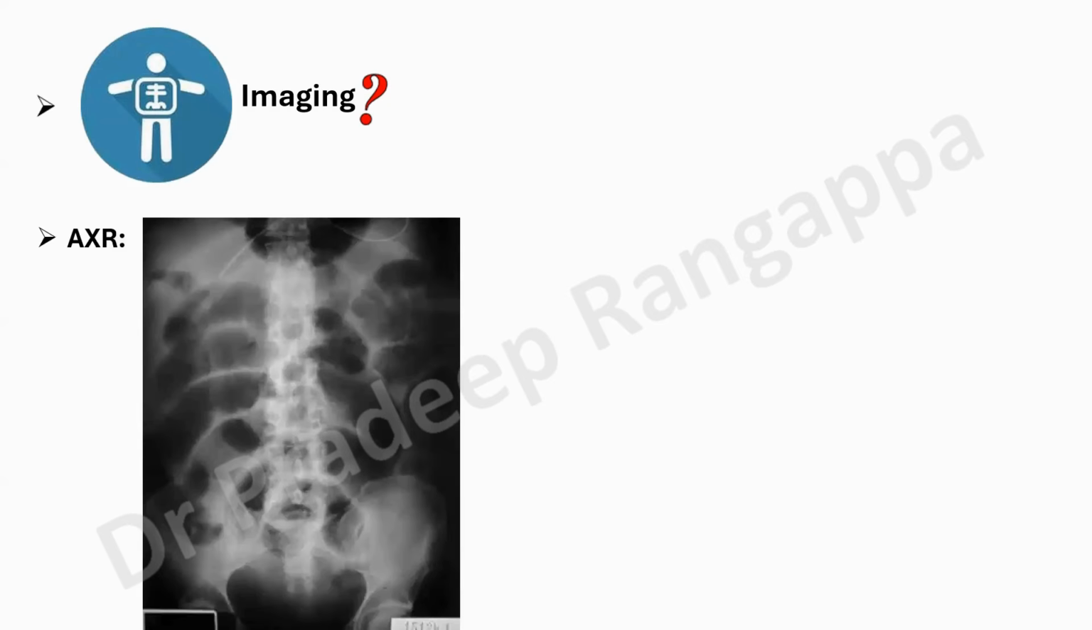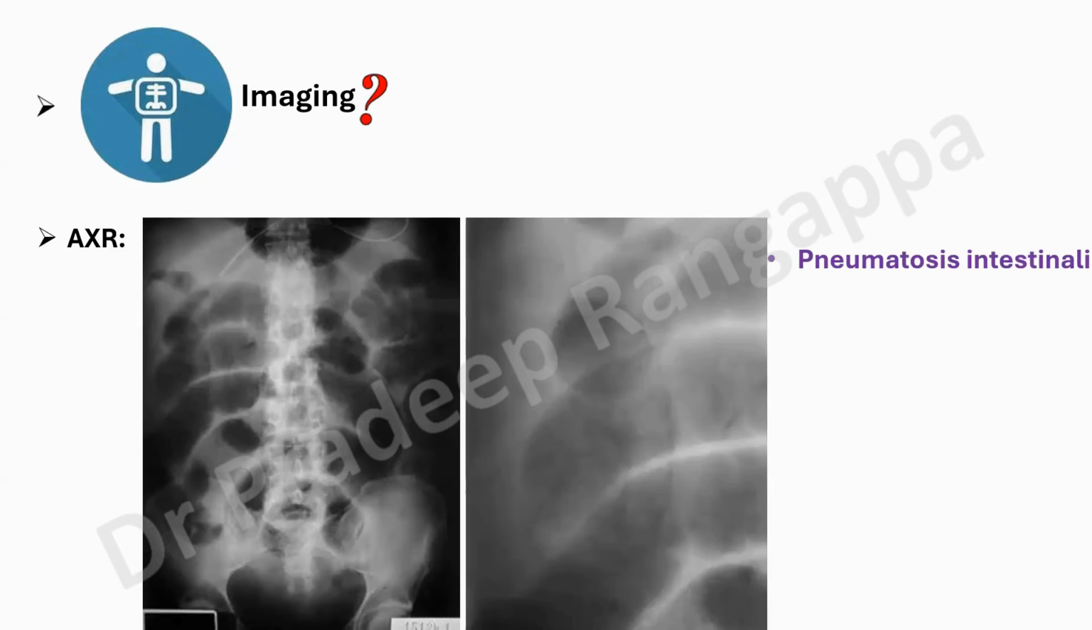But I think the diagnostic clincher would possibly happen with your imaging. For this patient, obviously, we did an abdominal X-ray. It showed dilated bowel loops, as you see. And one has to look for any pneumatosis, intestinal air pockets within the colon.